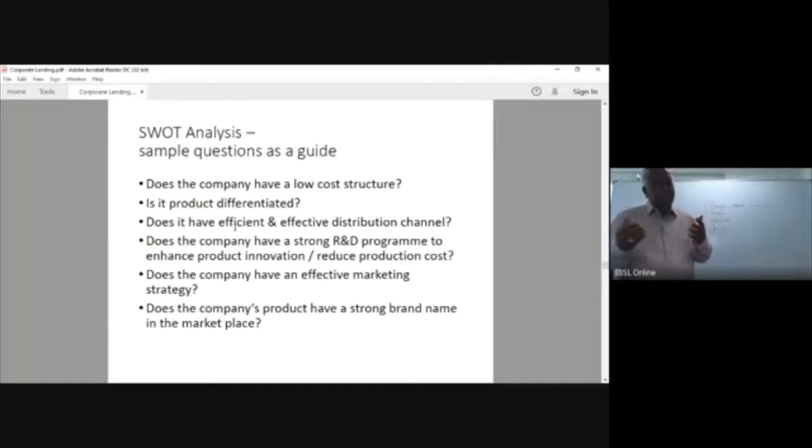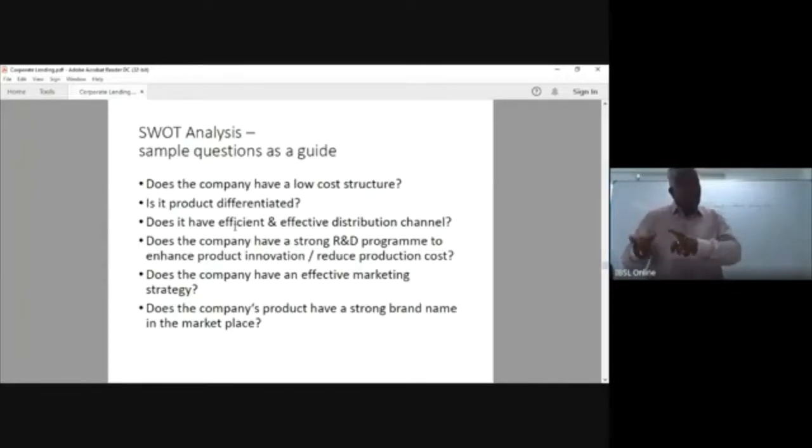If the answer is yes for this question, it is a strength of the company. It is the strength of the company called low cost structure. So we have to preserve it, or even we can promote it.